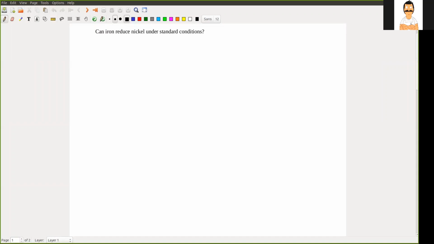And to answer this, you'll need to refer to a standard reduction potential table, if you just happen to have one available, as you should in your book Chemistry by Chang, or you can look one up online. And in the standard reduction table, you'll have a list of half reactions that are written in their reduction form. In this case, we can look at nickel.